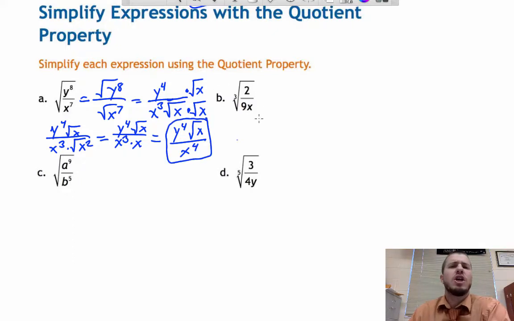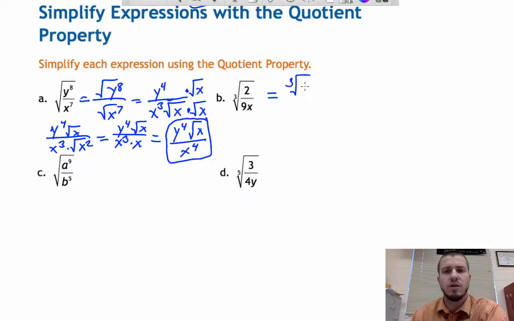The cube root makes it a little bit more difficult because you have to get it to a perfect cube. I'll go ahead and show you the way that I try to work it out and try to explain for you to do it. If you're having trouble with this, let me know in class and we can talk about it more in class. But let's separate it first.